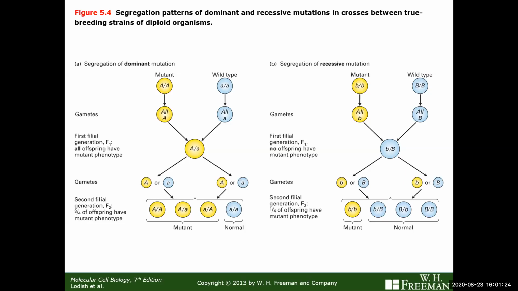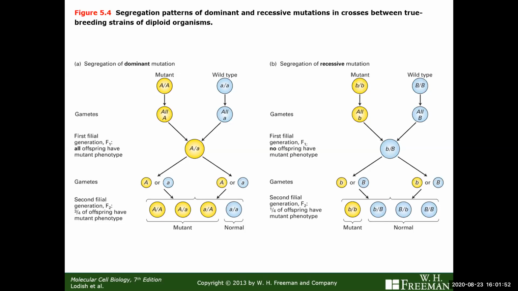Now, this F1 generation heterozygote, it is heterozygote, right? Because the allele is not the same in both the copies. It's a heterozygote. Now, when you think of the next generation, F2 generation, this heterozygote will produce gametes of two kinds, capital A or small a.